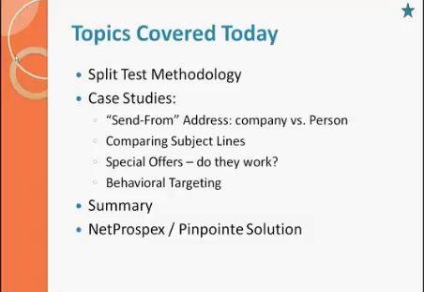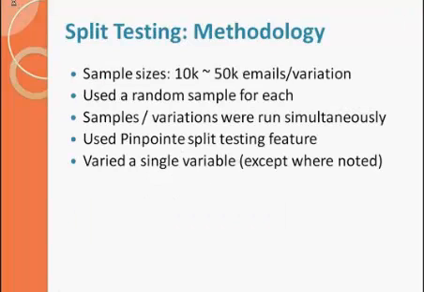So what we're going to compare today is some pretty important questions we get on a very regular basis from our customers. One would be the send from address, which is better, sending from a company or from a person for business to business. The second is comparing information on subject lines. The third is the use of special offers. And the fourth is behavioral targeting. And we'll throw in some other tips along the way as we go, but we narrowed down some split tests specifically to demonstrate these four areas, and we'll present the data today.